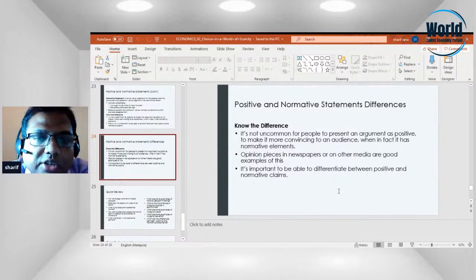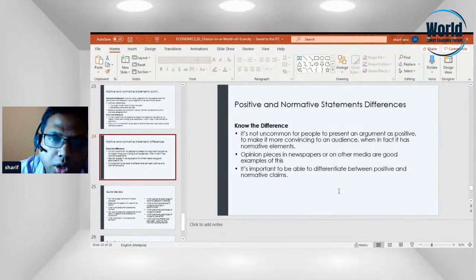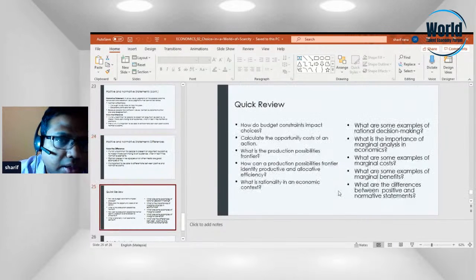Know the difference. It's not uncommon for people to present arguments as positive to make them more convincing to an audience when in fact they have normative elements. Opinion pieces in newspapers or other media are good examples of this. It's important to be able to differentiate between positive and normative claims.